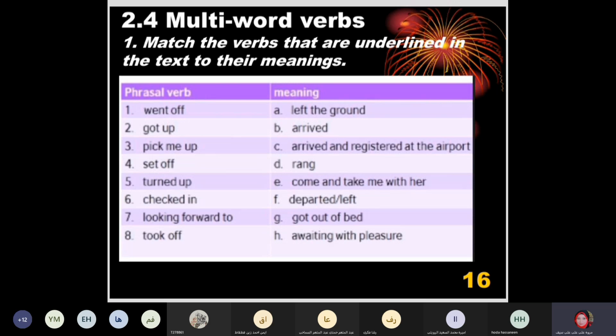Looking forward to. Yes, Miss. Awaiting with pleasure. Very good. As you are saying. Correct answer. So looking forward to means awaiting with pleasure.